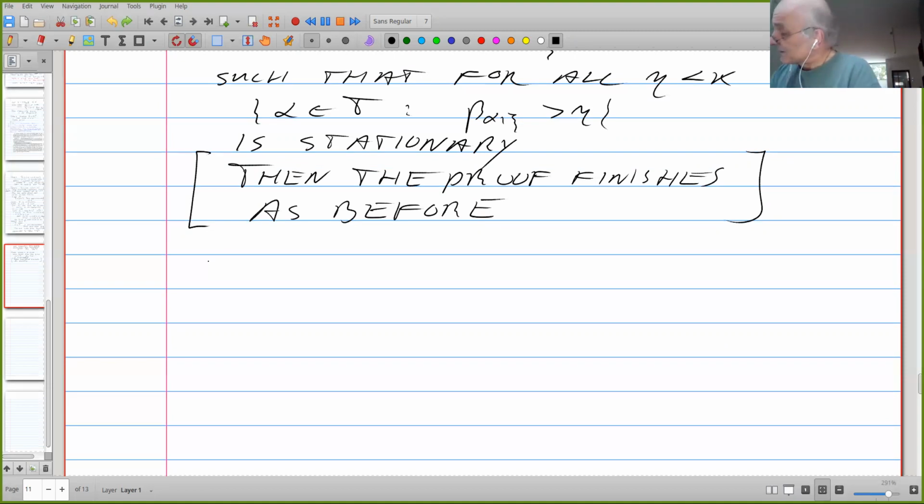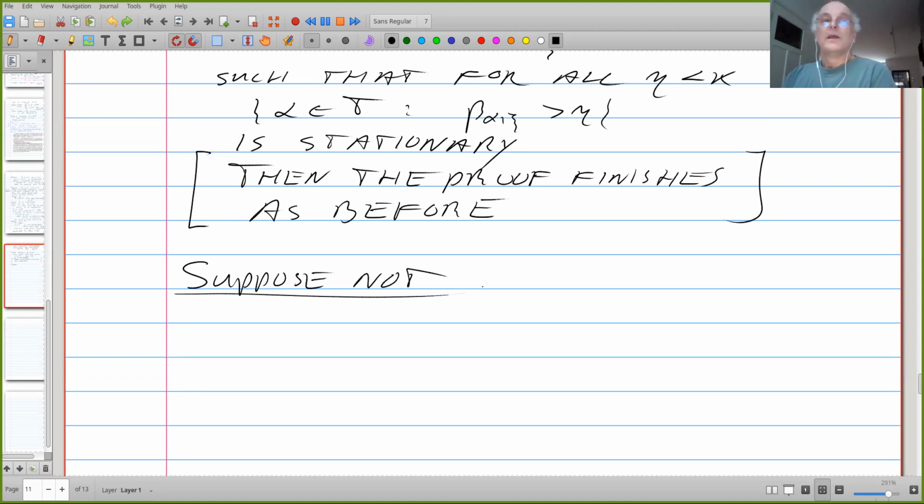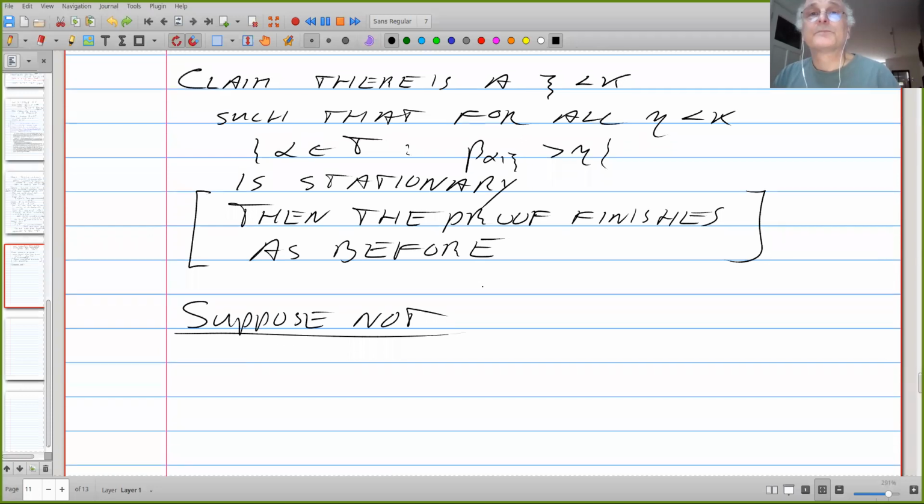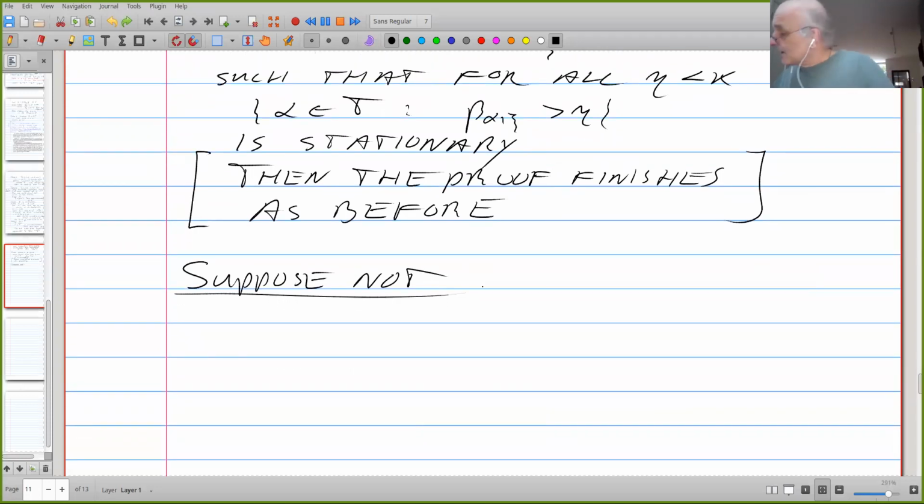So how do we get this? Well, as always, suppose not. That's what you do lots of times when you work with stationary sets and ordinals. You say there is a stationary set with this or that property, and then you say suppose not, contradiction, so there must be one. And we're doing the same thing. So no xi works.